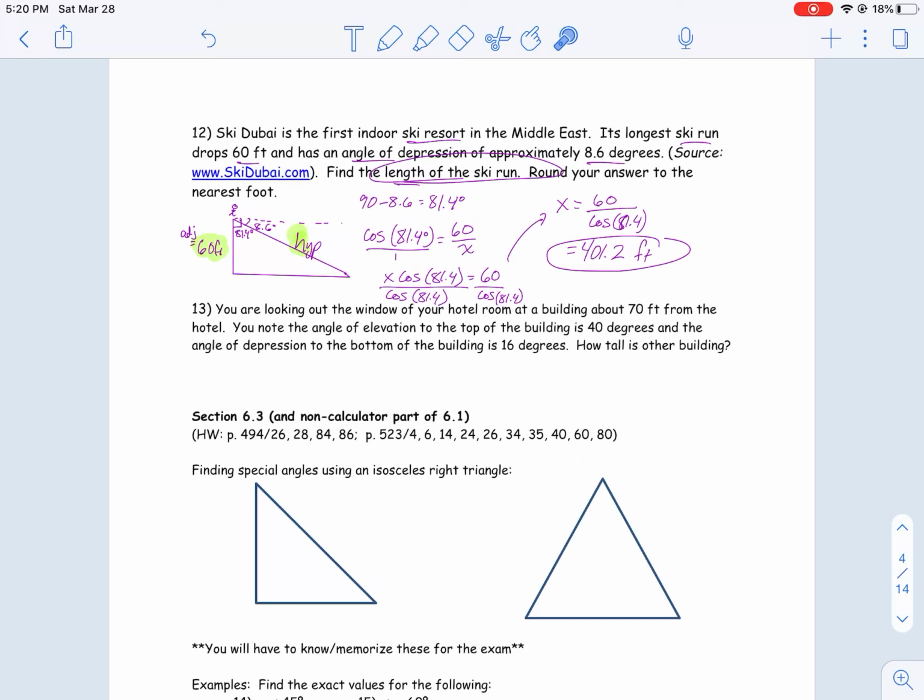Draw a picture. Identify angle. Identify sides. Choose your trig function. Set up your equation and solve.